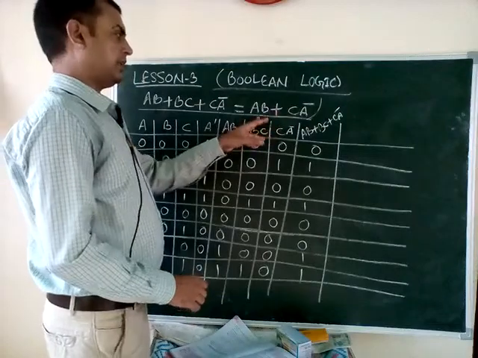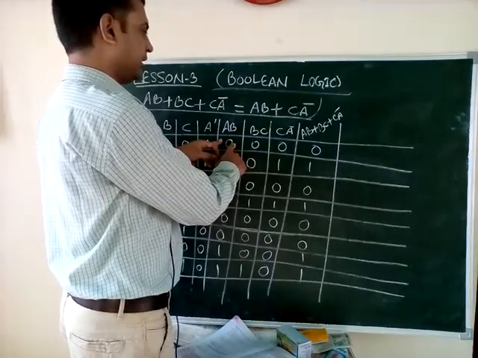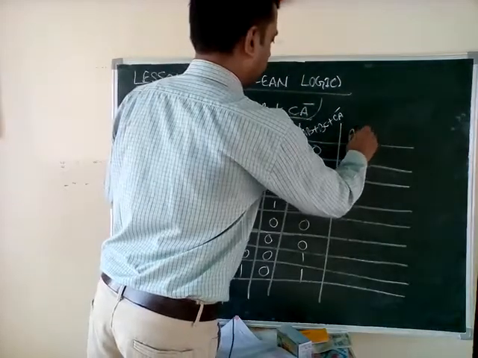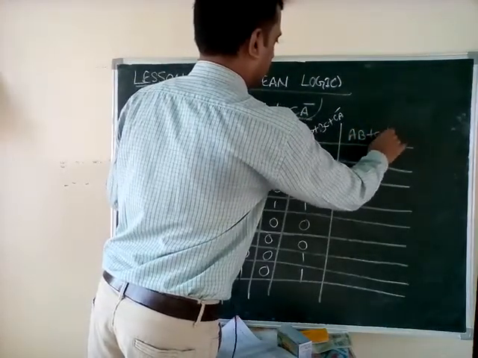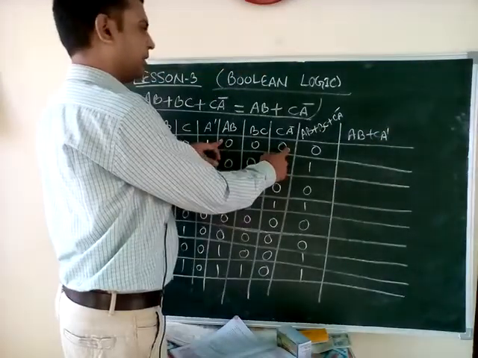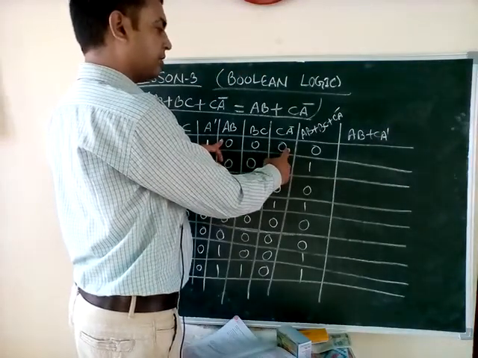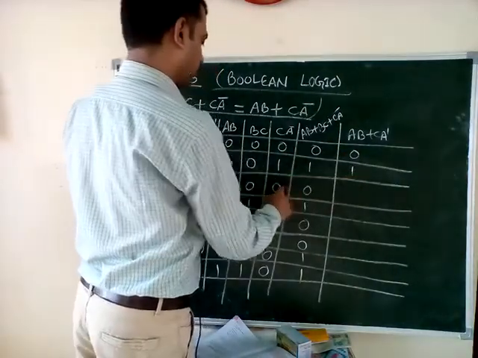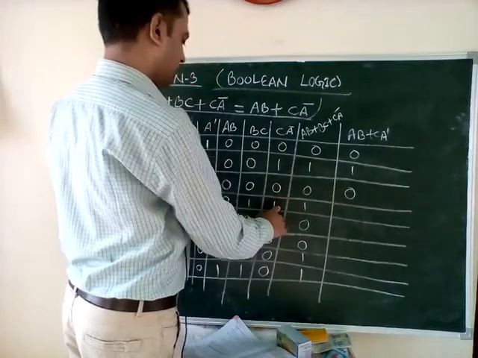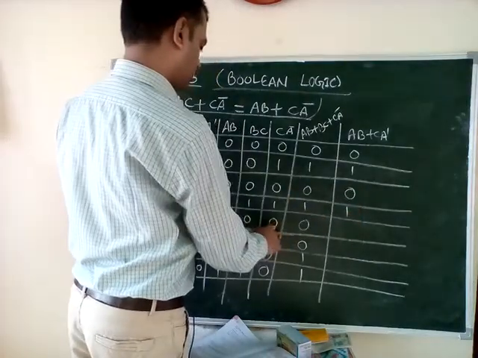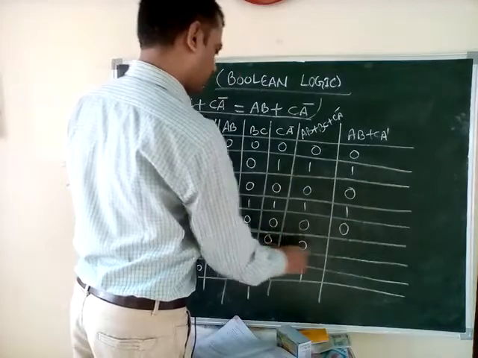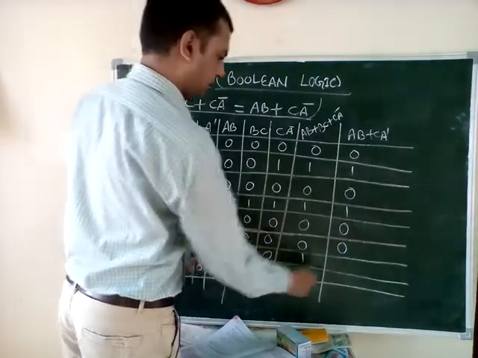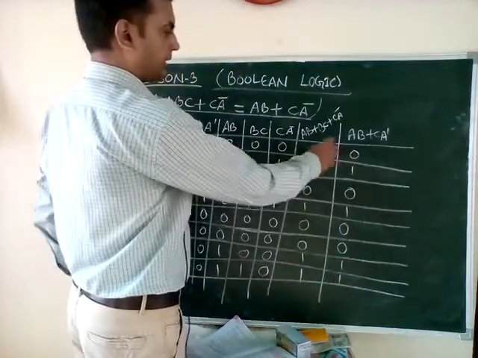Then after this part, AB is already calculated, and CA bar is also calculated. So this is AB plus CA bar. So AB and CA bar means add, if anyone is there, then we will give 1. So it is 0. You can see in this 1 is here. You can see both are 0. In this 1 is present. In this also it is 0. In this also it is 0. In this 1 is here, and you can see in this also 1 is here. So 1 1.